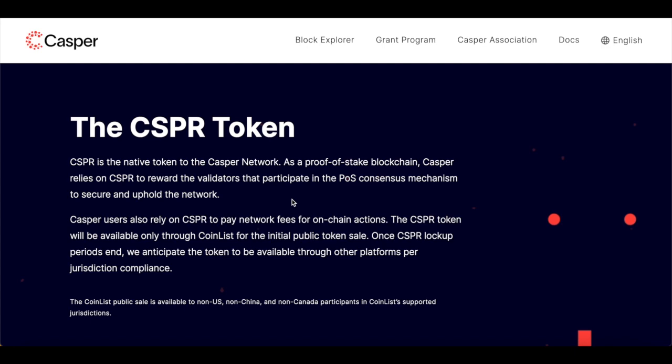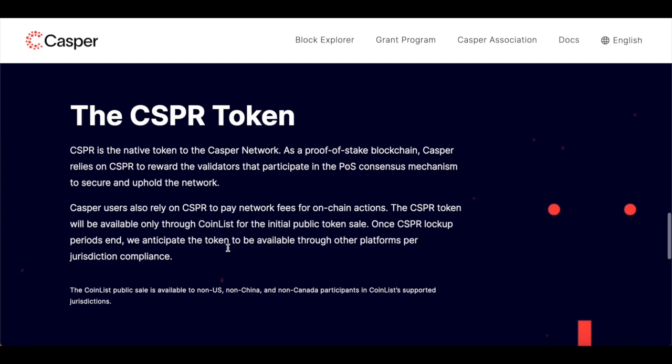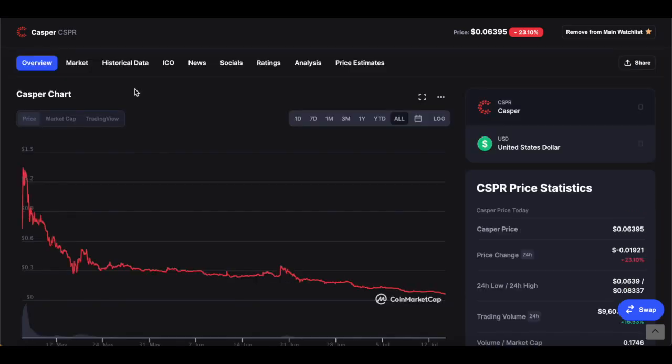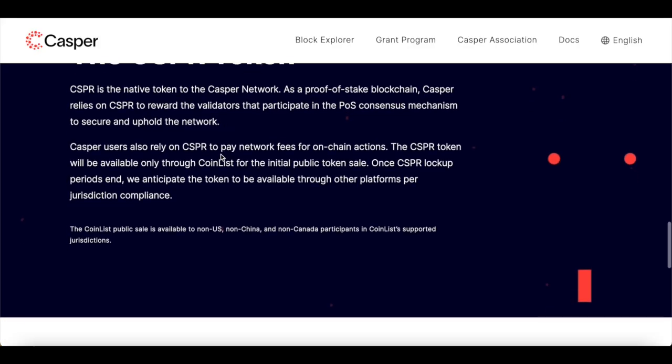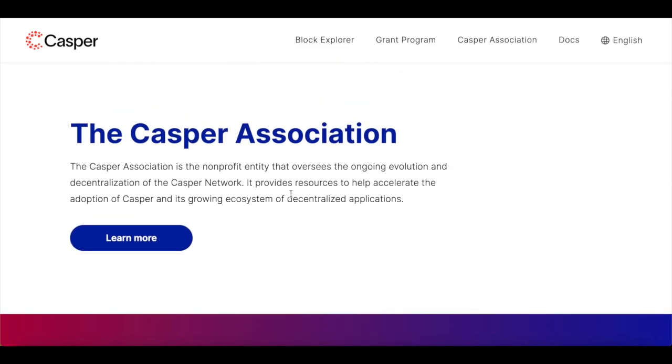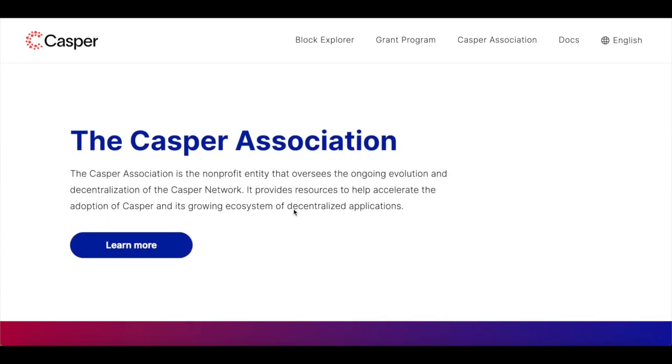So the CSPR tokens will be available only through CoinList for the initial token sale. We anticipate the token will be available through other platforms per jurisdiction compliance. So as I can see, they've already had a sale on CoinList, and now they're publicly traded. So that makes that easy. I think this needs to be updated a little bit because it's obvious that that's old information.